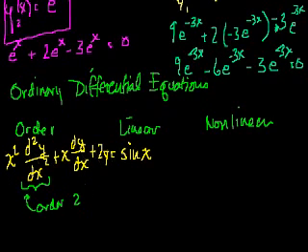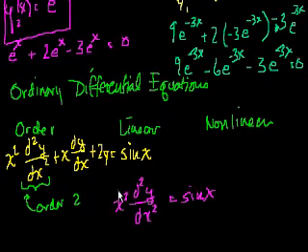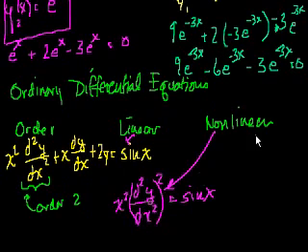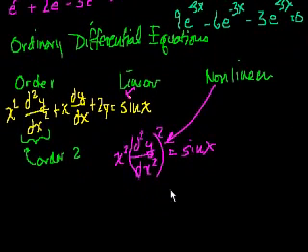Now, if I rewrote this as x squared times the second derivative of y with respect to x, squared, is equal to sine of x, let's say I were to square this. Now all of a sudden I have a nonlinear differential equation. This is nonlinear. This is linear. Because I multiplied the second derivative of y with respect to x times itself.